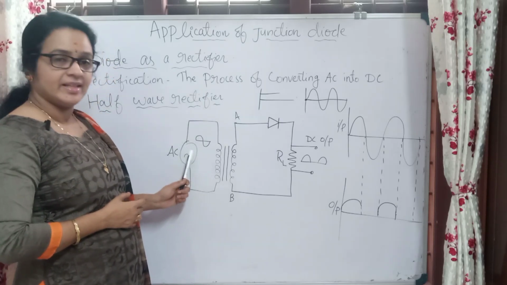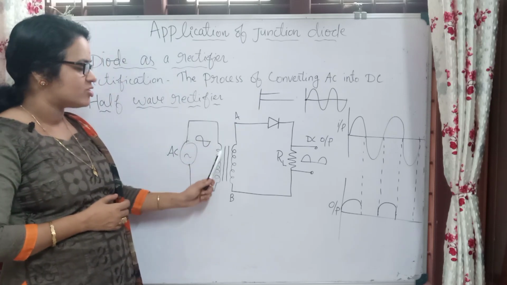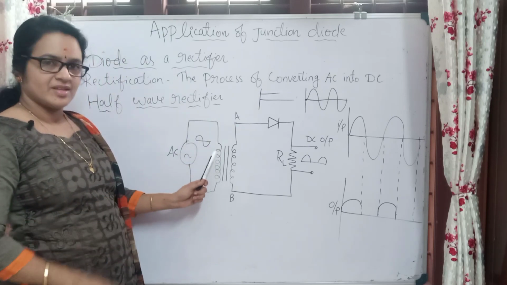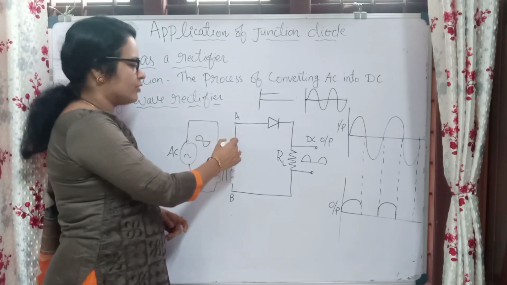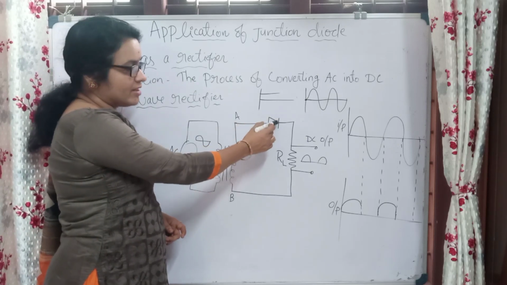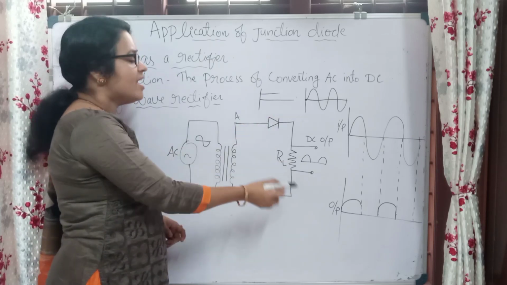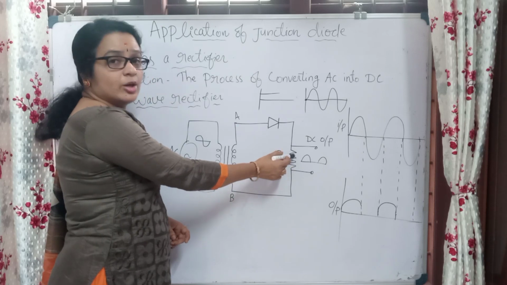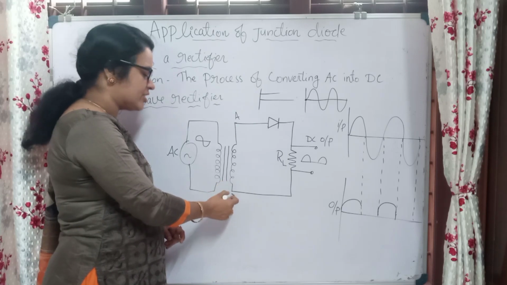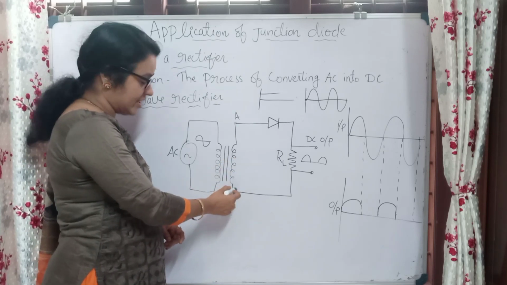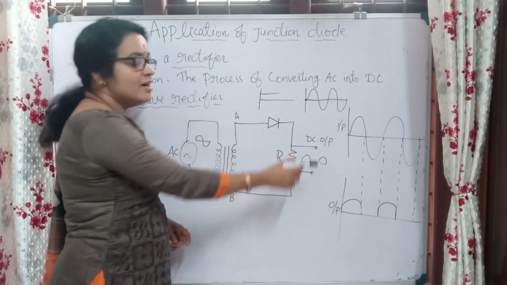Here we apply the input voltage as AC through a transformer. One end of the transformer is connected to the semiconductor diode, and the symbol should be the same, because here the positive side is applied and this is the negative side, and that negative side we connect to the load resistor. The other end of the secondary of the transformer is also connected to the load resistor. We will get the DC output here across the load resistor.